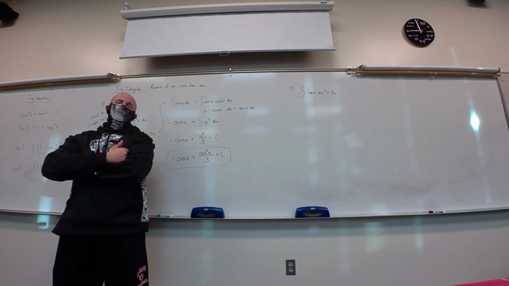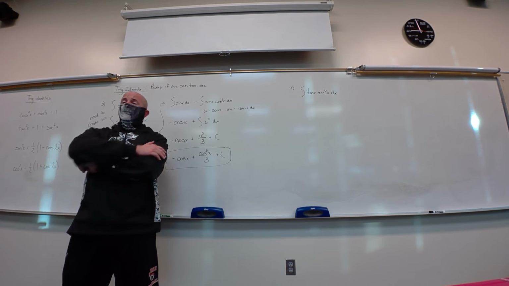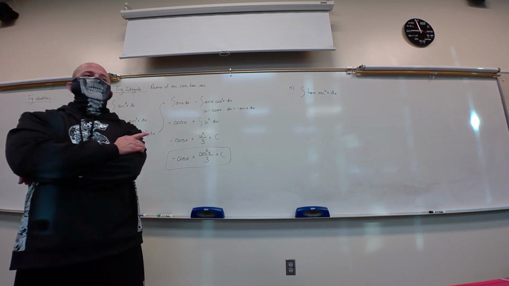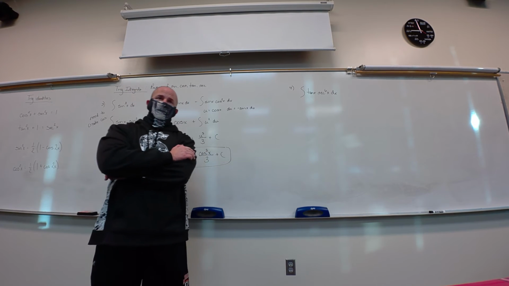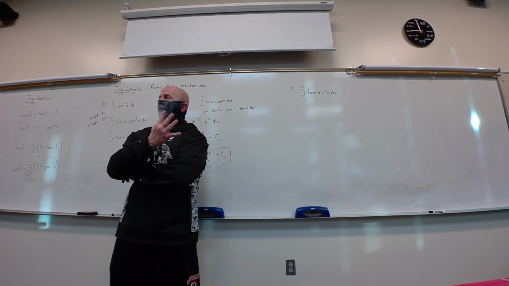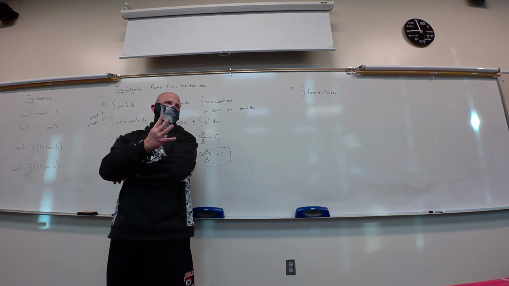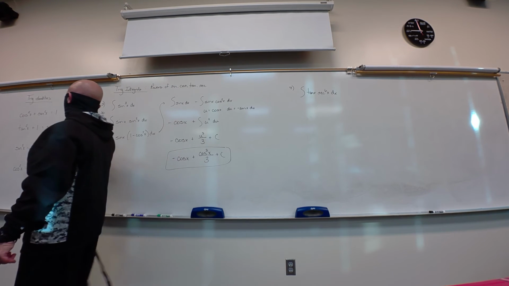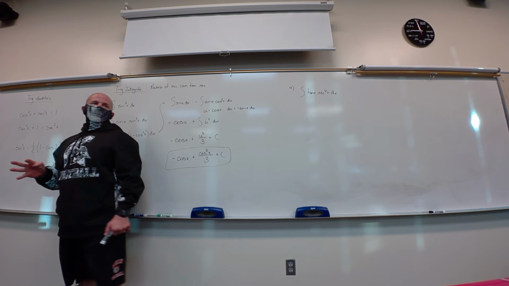Could you let u be tangent? Yes, you could let u be tangent. If you let u be tangent, du is secant squared. That leaves you four of them. You could change four of them to tangents. You'll just be doing this guy twice. And that's going to be more work.